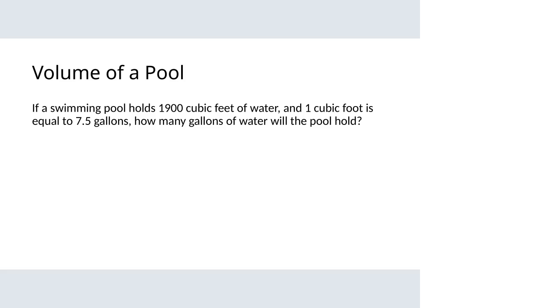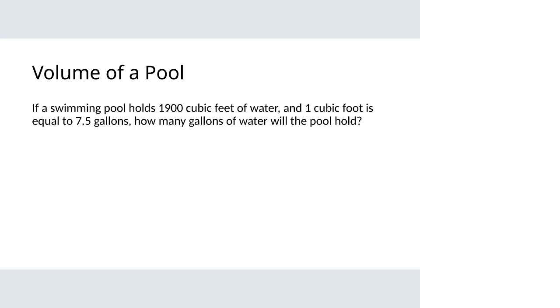Great. This question reads a lot more complicated than it really is, and I'm going to show you a couple different ways to solve it. Whichever one you like better, you can do. If a swimming pool holds 1,900 cubic feet of water and 1 cubic foot is equal to 7.5 gallons, how many gallons of water will the pool hold?